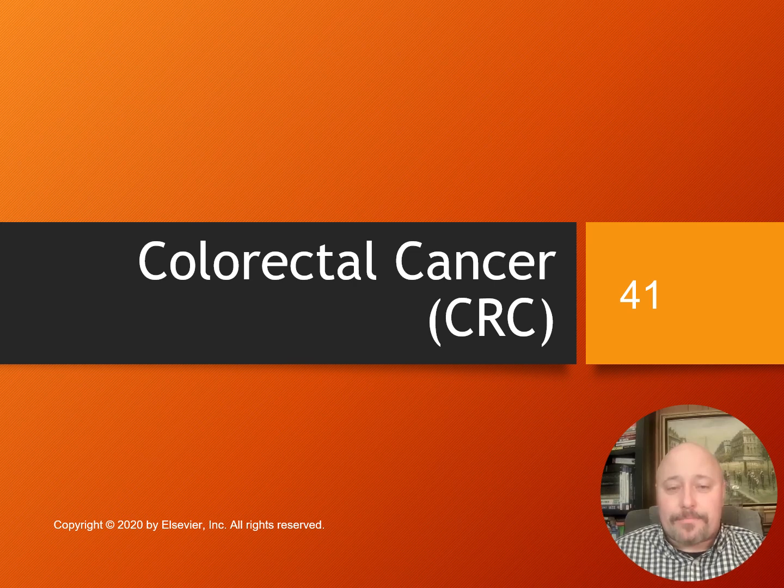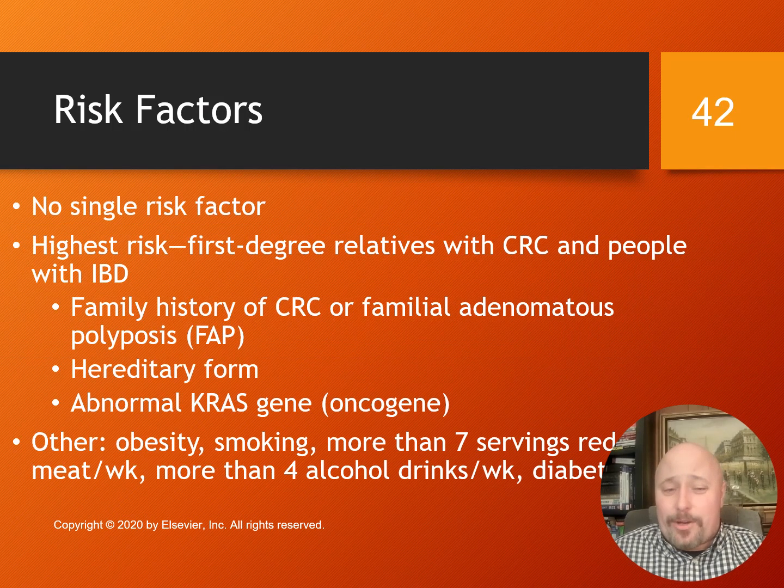Colorectal cancer. There is no single risk factor. The highest risk is in first-degree relatives with colorectal cancer and people with inflammatory bowel disease. Family history or familial adenomatous polyps have a hereditary form. They run in families. They also have other risk factors such as obesity, smoking, more than 7 servings of red meat a week, and more than 4 alcoholic drinks a week.